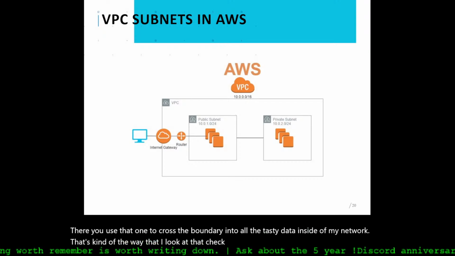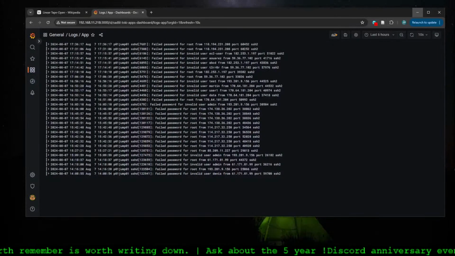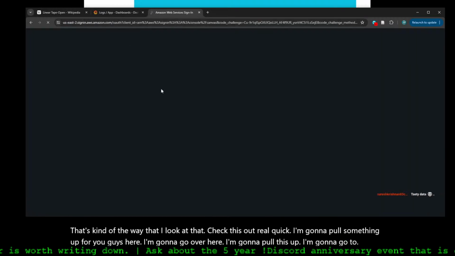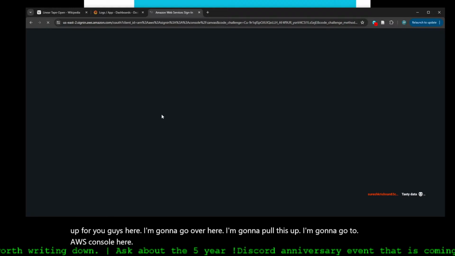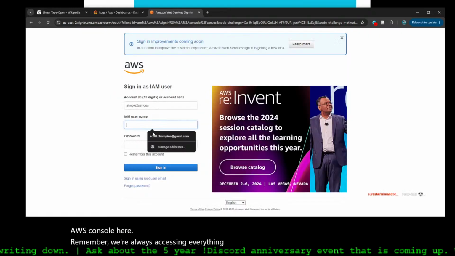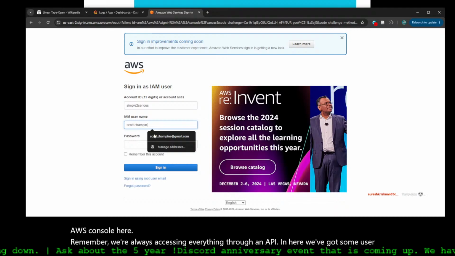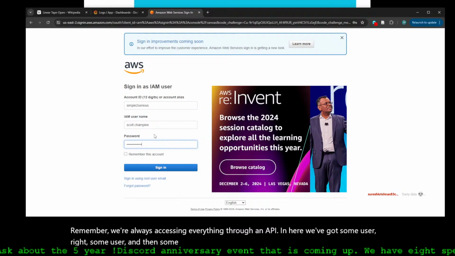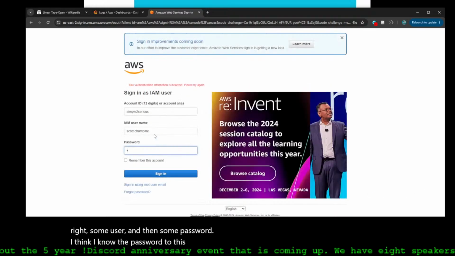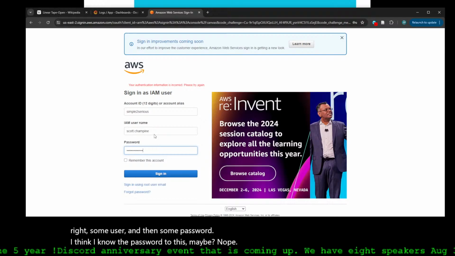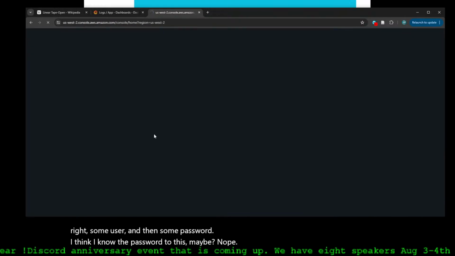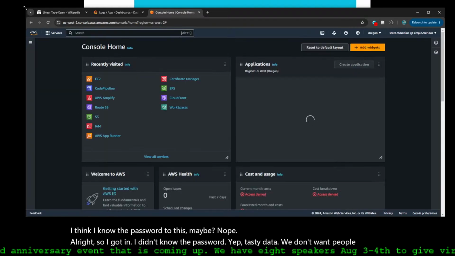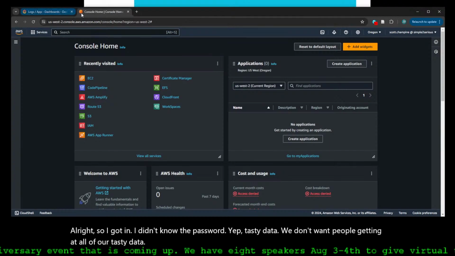Check this out real quick. I'm going to pull something up for you guys here. I'm going to go to the AWS console here. Remember, we're always accessing everything through an API. In here, we've got some user, and then some password. I think I know the password to this, maybe. Nope. All right, so I got in. I did know the password. Yep, tasty data. We don't want people getting at all of our tasty data.